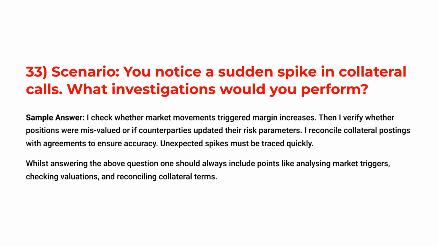Scenario. You notice a sudden spike in collateral calls. What investigations would you perform? Sample answer: I check whether market movements triggered margin increases. Then, I verify whether positions were misvalued or if counterparties updated their risk parameters. I reconcile collateral postings with agreements to ensure accuracy. Unexpected spikes must be traced quickly. While answering the above question, one should always include points like analyzing market triggers, checking valuations, and reconciling collateral terms.